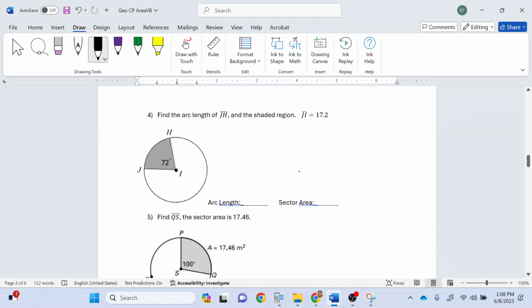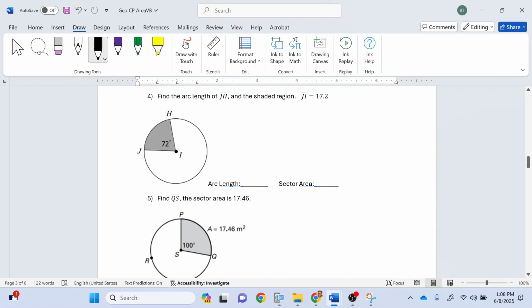All right, this one we definitely had: find the arc length of JH, and then the shaded region. So remember, this is part over whole equals part over whole. So 72 degrees is part of the circle I'm talking about, while the whole circle is always 360 degrees. Now I want to find the arc length of JH, so I'm going to call that X. If I'm talking about the arc length, that's the edge of the circle, I'm using circumference, which is 2 pi r.